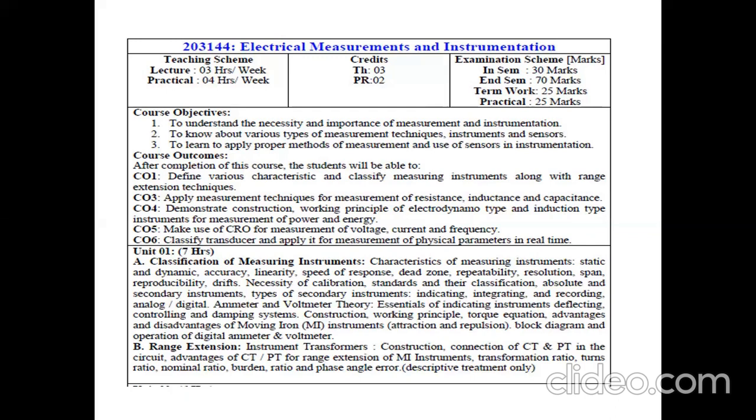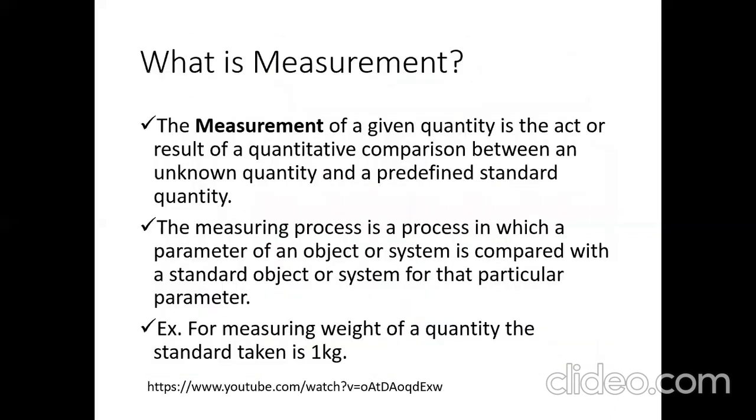Again, range extension by using instrument transformers, that is your CT and PT, current transformer and potential transformer. In that we have studied the construction and connection of CT and PT. Again, advantages of CT and PT for range extension of EMI instruments, that is ammeter, voltmeter, wattmeter. Again, transformation ratio, turns ratio, nominal ratio, burden ratio and phase angle error in the range extension in the CT and PT.